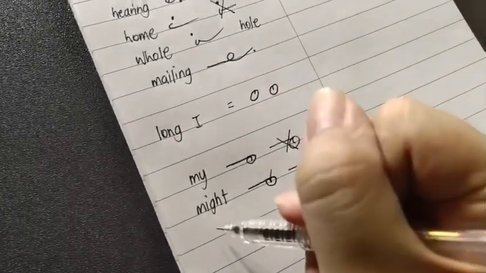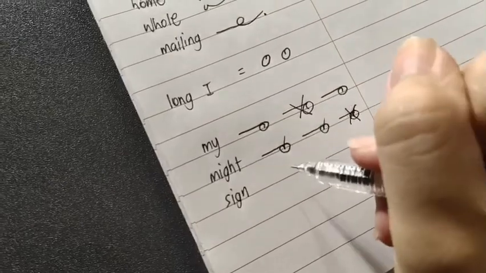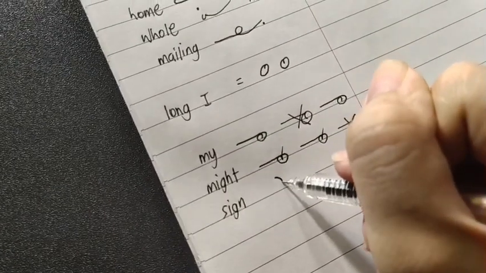Next is the word sign. I. Sign. Spell what you hear. Sign. So, this is how we will write. S. I.